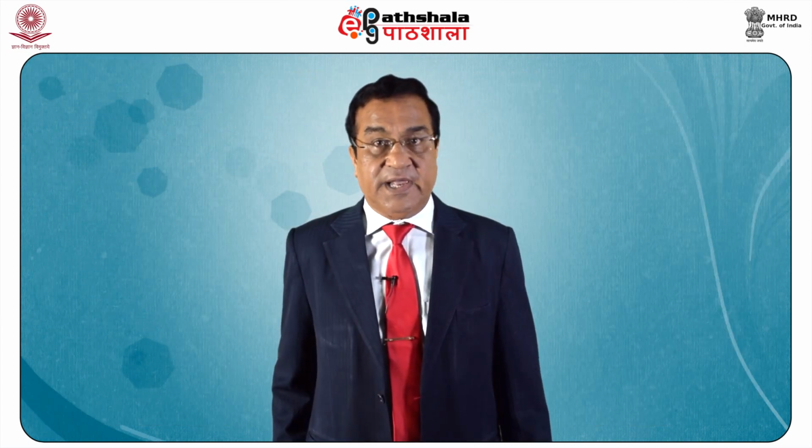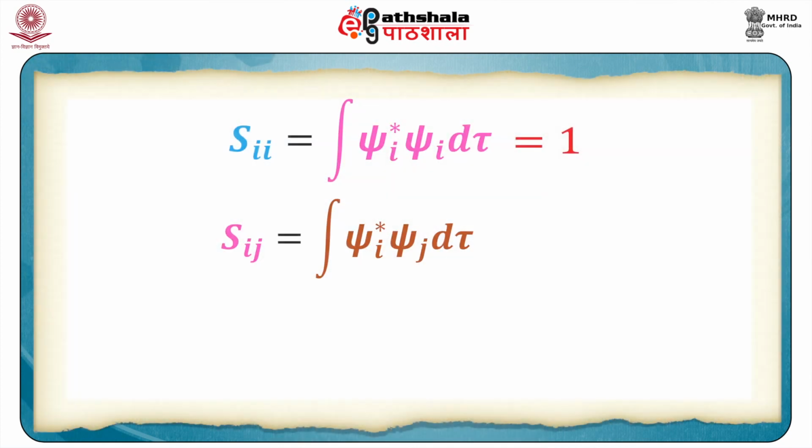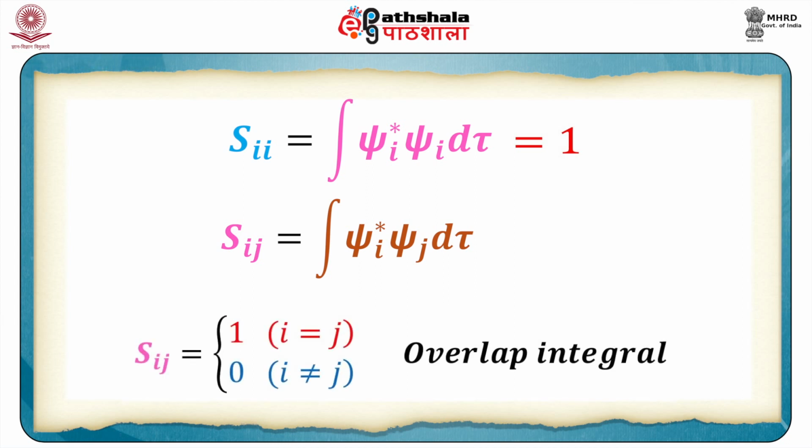Having considered Hii and Hij, now we consider the integrals Sii and Sij. Please note here that Sij in general refers to the integral of psi i star psi j d tau. In the case of Sii, it becomes the integral of psi i star psi i d tau. Now, if it is Sii, then the corresponding overlap integral is assumed to be 1. This is so because the corresponding atomic orbitals are normalized. But if, on the other hand, it is Sij, which corresponds to the overlap between two atomic orbitals on two different atoms, that is always assumed to be 0.